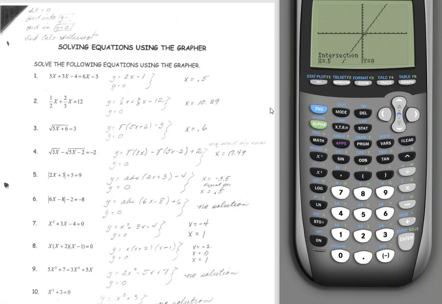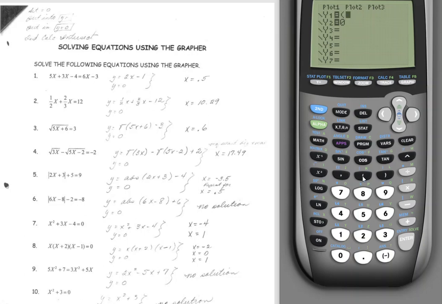So let's do number 2. And these are fractions, and we would need to move the minus 12 over here. I didn't mean to say equation. And we're going to move the 12 this way. So we're going to put the fractions in parentheses. You could use 0.5 for 1/2, but 2/3 is not exact. So I'm going to use parentheses all the way around.